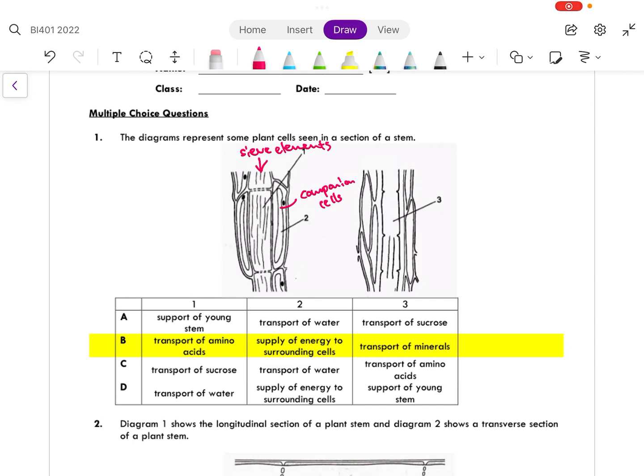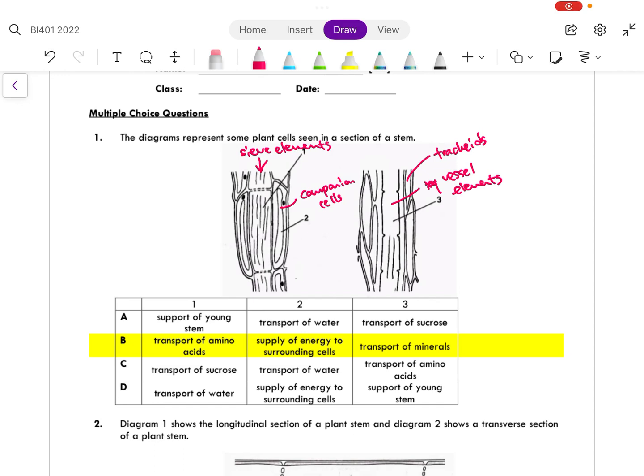On the right, you see that there are xylem vessels. These are tracheids. Okay, how do I know? Because they are thinner and more narrow and long, whereas these ones are the vessel elements. Okay, so what are their functions? Okay, so the answer is B.